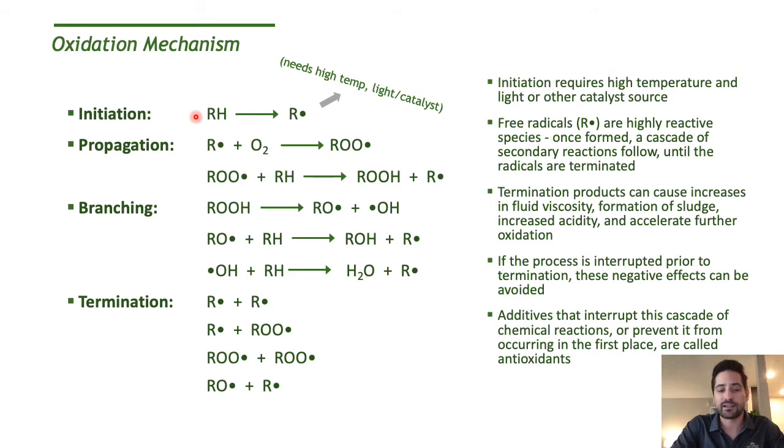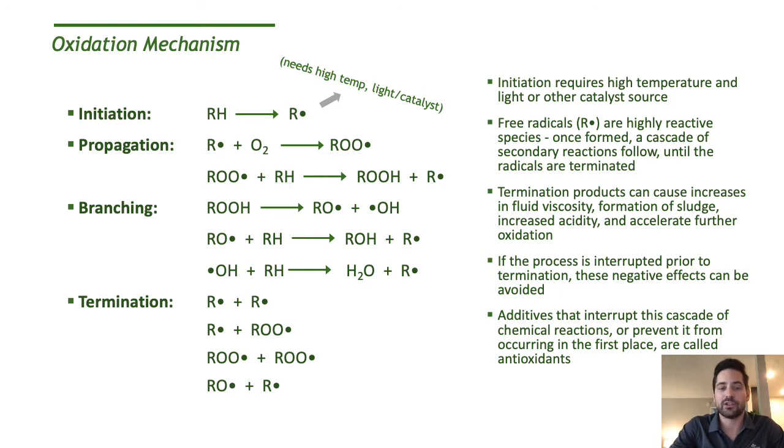The catalyst present could be some sort of acidic component in the base oil or the lubricant formulation, or it could even be something like an oxidized metal surface, or just the elemental form of the metal surface could be contributing as a catalyst in the system. Either way, if initiation proceeds, you get this free radical. Free radicals are extremely reactive. So once a free radical is formed, this cascade of secondary reactions is going to occur.